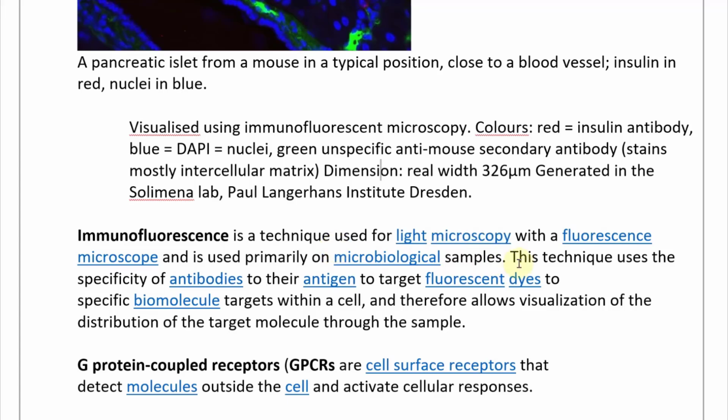This technique uses the specificity of antibodies to the antigen to target fluorescent dyes to specific biomolecule targets within a cell, and therefore allows visualization of the target molecule, visualization of the distribution of the target molecule through the sample.